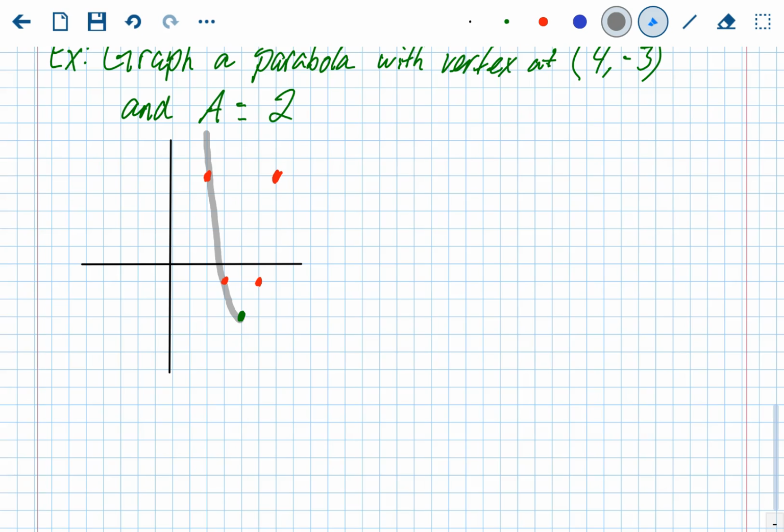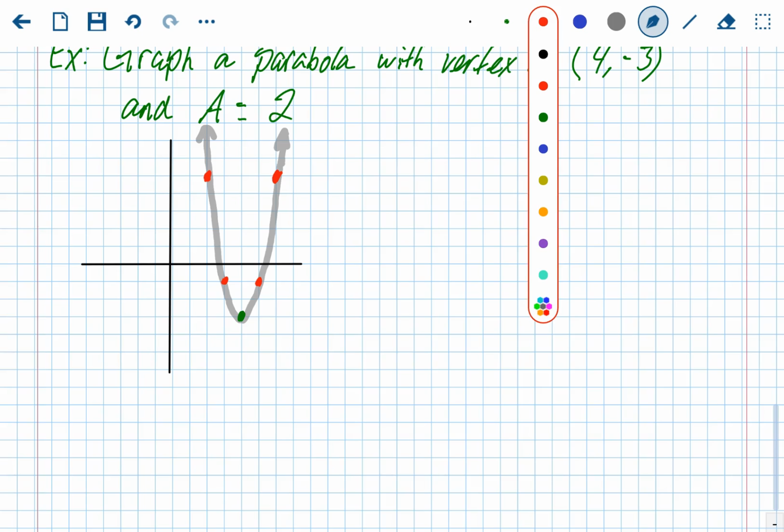But is there anything else we could find? Because remember, we were only given an A value. We weren't given an equation or anything. But can we write an equation? And we actually can, because there are some things we know about this graph.